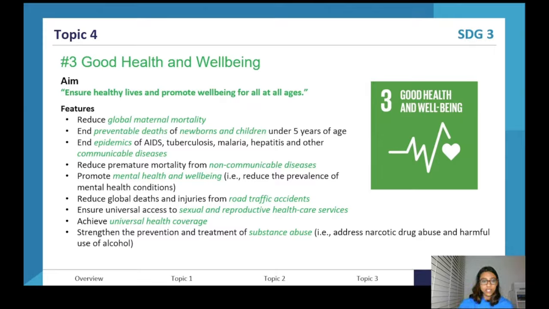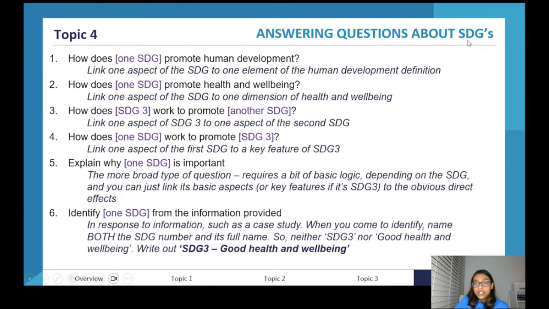We've got the SDG 3 features here. Then we've got answering questions about the SDGs. For each of these types of questions, we want to have a link to a different aspect. So when you need to address how it promotes human development, link one aspect of the SDG to one element of the human development definition, one of the different parts of human development.